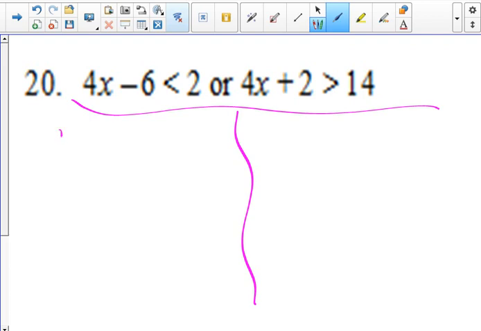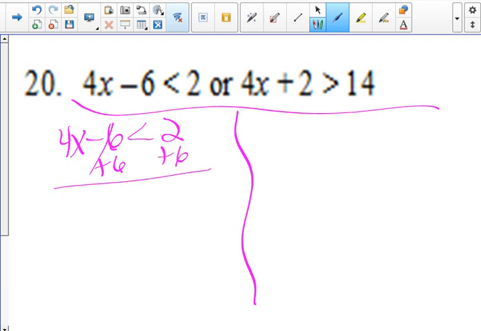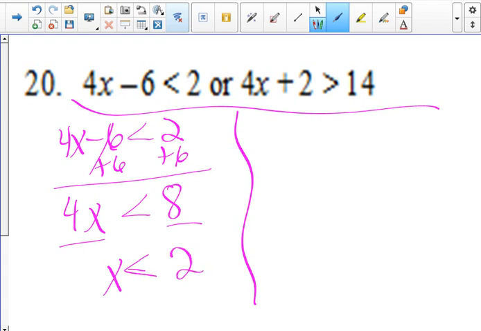So we've got 4x minus 6 is less than 2. So add 6 to each side, and you get 4x is less than 8. And divide each side by 4, and you get that x is less than 2. So there's one of them.